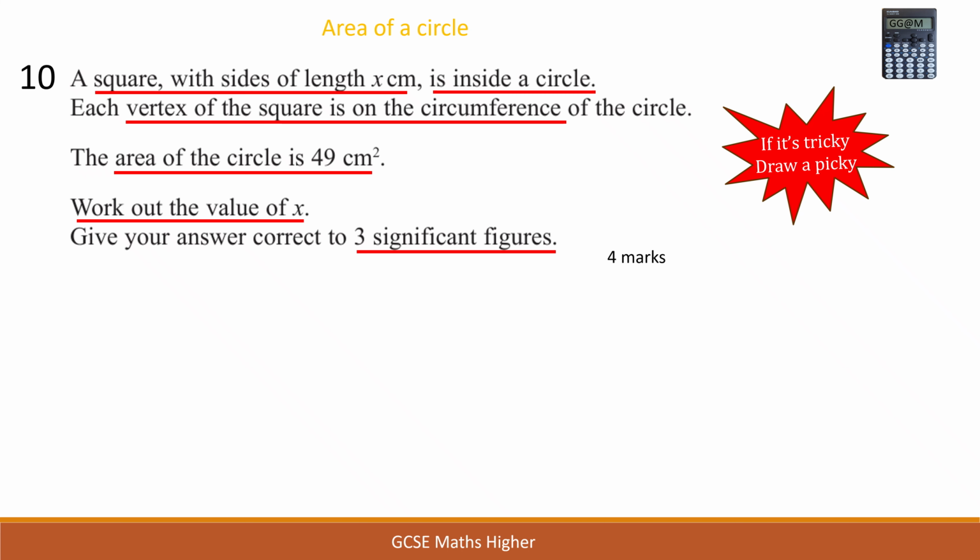So you've got your circle, and then you've got the square inside it, and then you've got the area of the circle. Remember, the formula for the area of the circle is pi r squared, and you've got to work out the length of one of the sides. So if you draw the diagram out, it will really help you.